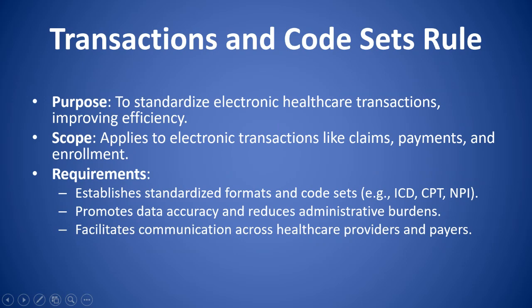The transaction and code set rule talks about standardizing electronic healthcare transactions. The scope is that it applies to electronic transactions only. Examples are claims, payments, and enrollments. The requirement is to establish standardized formats and code sets like ICD, CPT, and NPI. It promotes data accuracy and facilitates communication across healthcare providers and payers.